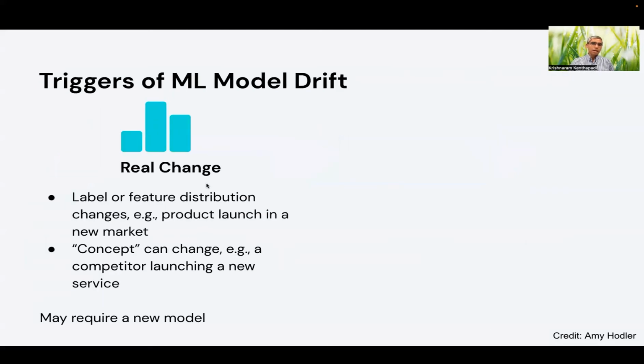Next, let's look at what are the factors that may lead to such types of drift. Broadly, we can categorize this into two types. The first one is what I have denoted here as real change. So this corresponds to a setting where the label distribution or the feature distribution can change. For example, there may be a product launch in a new market, and as a result, the input distribution as well as the output distribution may be different.